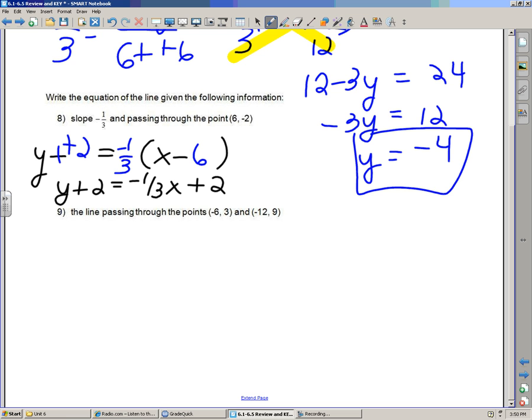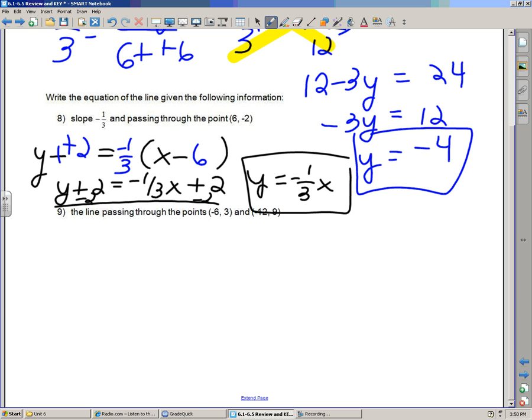And then you're going to subtract 2 on both sides, which means you just get y equals negative 1/3 x. You can do negative 1/3 x plus 0 if you like. The 0 is not necessary, but if it's in, not a big deal. So this is our third.